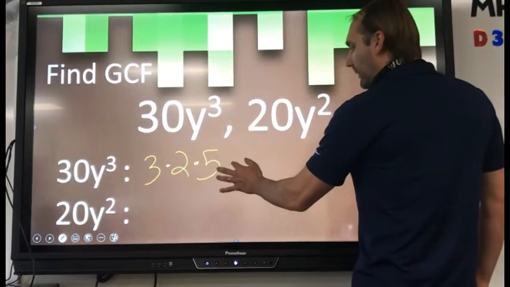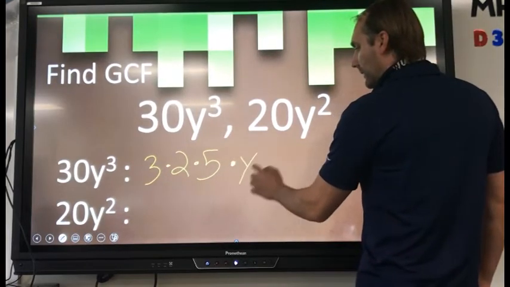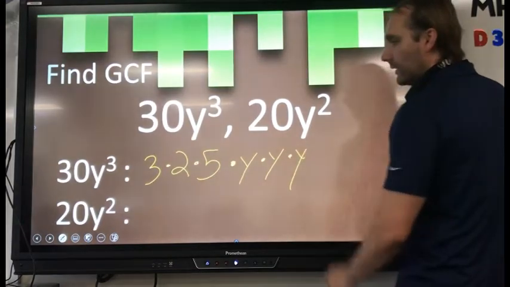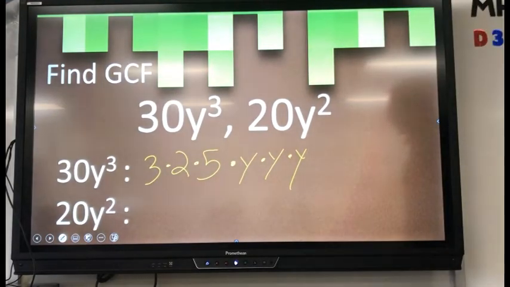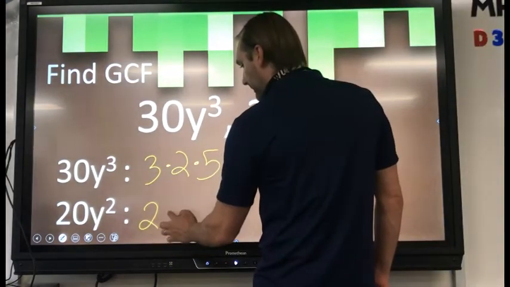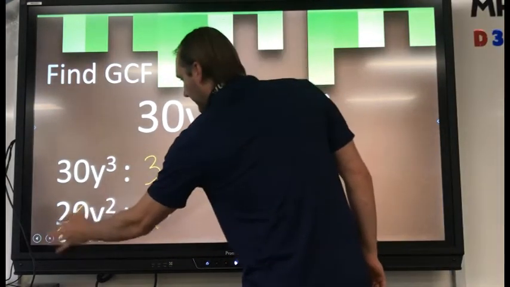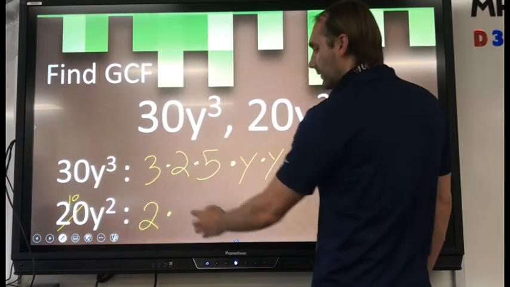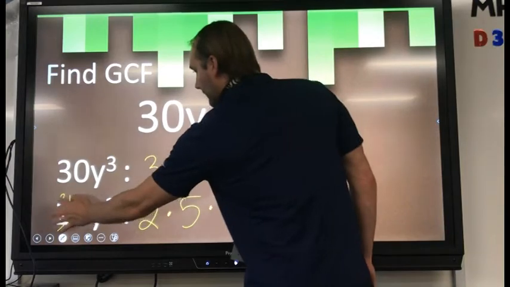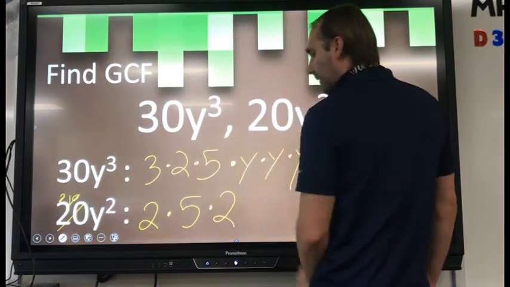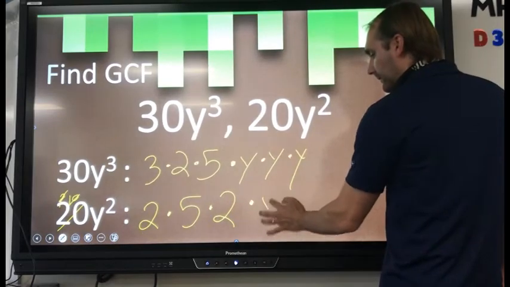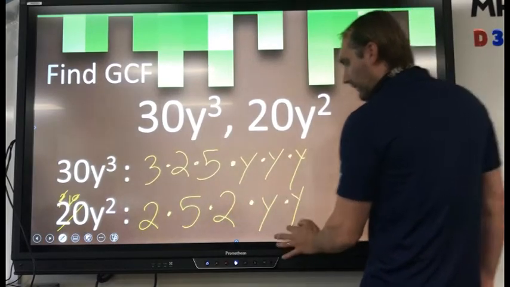Y cubed is how many y's? 3. So 1, 2, and 3. We'll go down to 20y squared. Does 2 go into 20? Yes. How many times does 2 go into 20? 10 times. 10 is not prime. 5 goes into 10 how many times? 2 times. And 2 is prime. Y squared has how many y's? 2 y's.